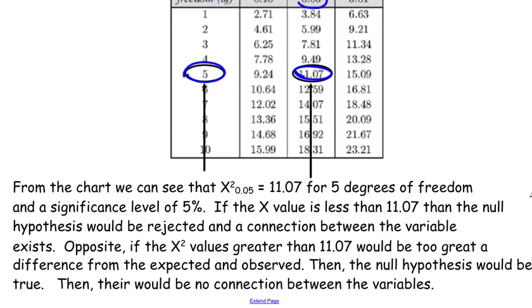Here's what this says. From the chart, you can see that a chi-squared value of 0.05 can be 11.07 for 5 degrees of freedom and a significance level of 5%. You're probably like, holy cow. If the chi-squared value is less than that, then the null hypothesis would be rejected and a connection between the two variables exists. They're dependent on each other. If the opposite, the chi-squared value is greater than 11.07, the difference between the expected and observed would be too great and the null hypothesis is true. There would be no connection. They are considered independent of each other.